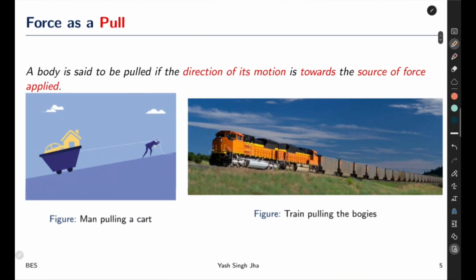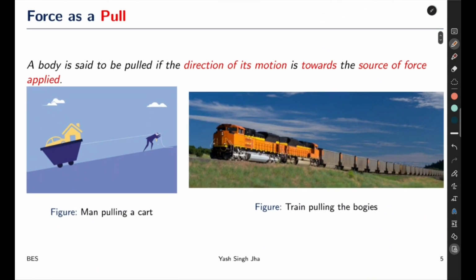Moving on, force as a pull. A body is said to be pulled if the direction of motion is towards the source of force. Again, a very commonsensical thing. Here you can see a man pulling a cart. So the man is applying a force towards himself. So the direction of motion is towards the source of force applied.